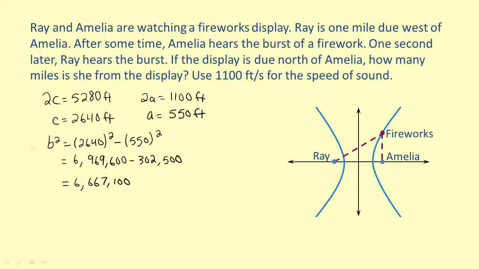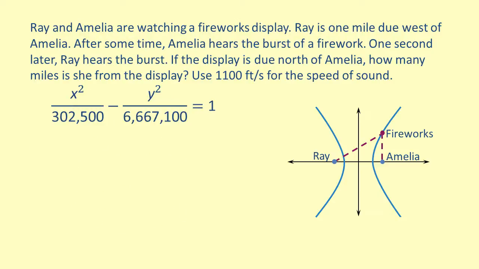Now that we have b squared and a squared, we can set up the equation for this hyperbola. So our equation is x squared over a squared, which is 302,500, minus y squared over b squared, which we now know is 6,667,100, equals 1.